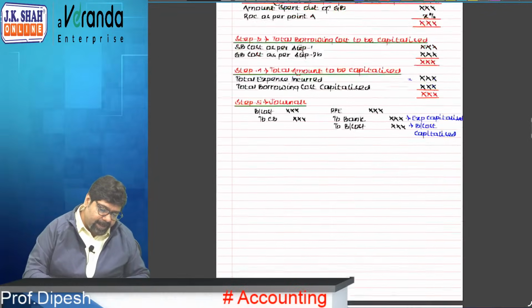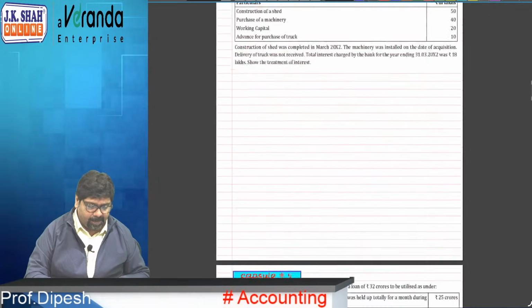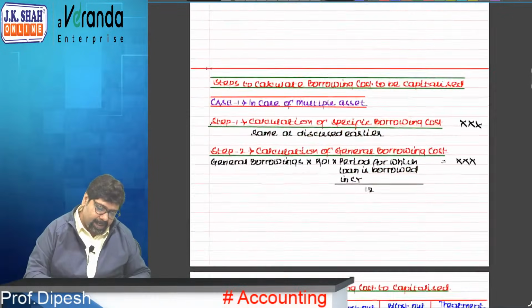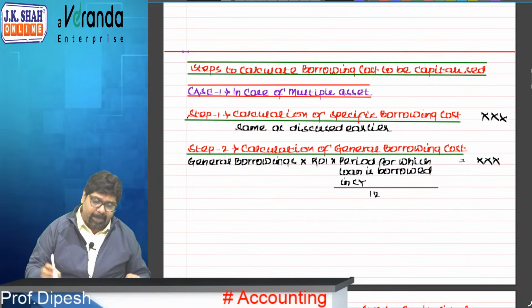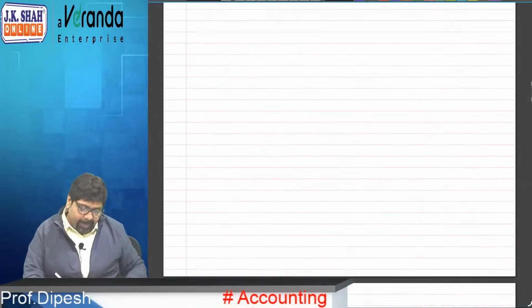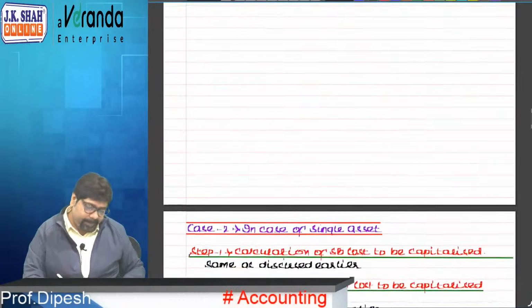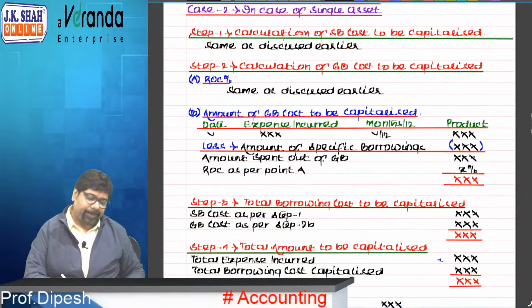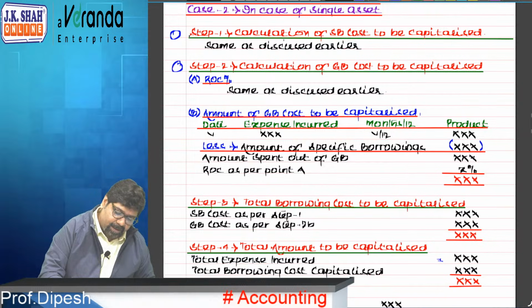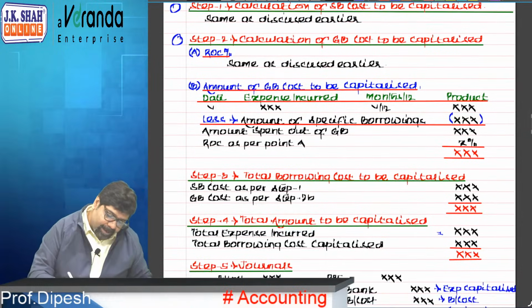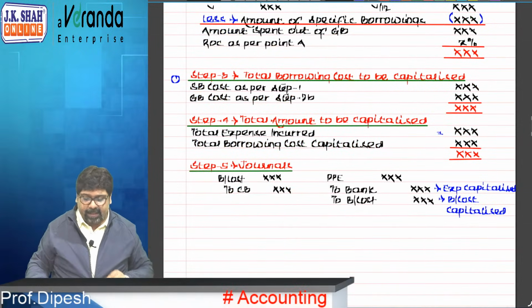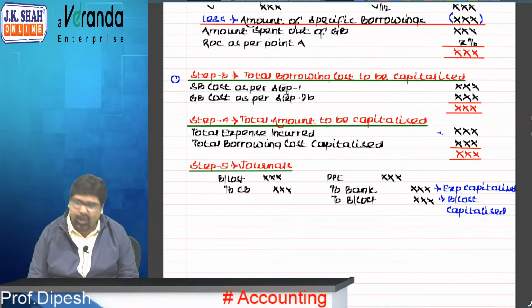So if you see, I have created 2 cases. Very, very important. Case 1, in case of multiple assets, calculate the total borrowing cost and spread it in the ratio of cost. Then Chartered, in case of a single asset, first you calculate specific borrowing, then you calculate general borrowing. Then you calculate the borrowing cost to be capitalized, 1 plus 2, and the amount to be capitalized. Then journals. You understood?